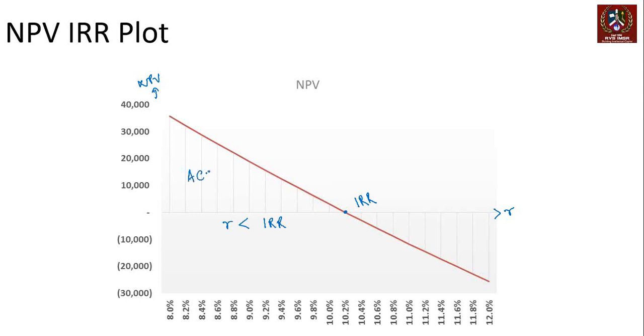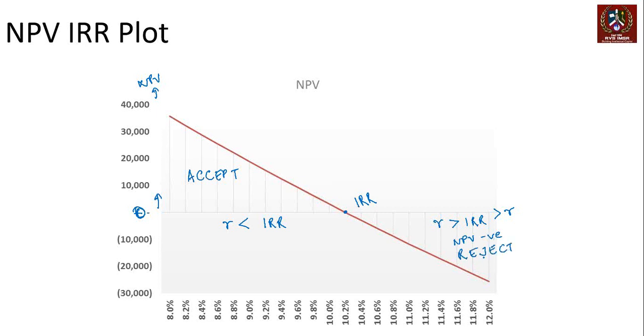This is where your project gets accepted, right? Because this is also the place where NPV is above 0. These are the points where NPV is above 0. On the other hand, you find on the right hand side the scenario where your rate is greater than the IRR. This is the point where NPV is negative, and this is the rejection zone.